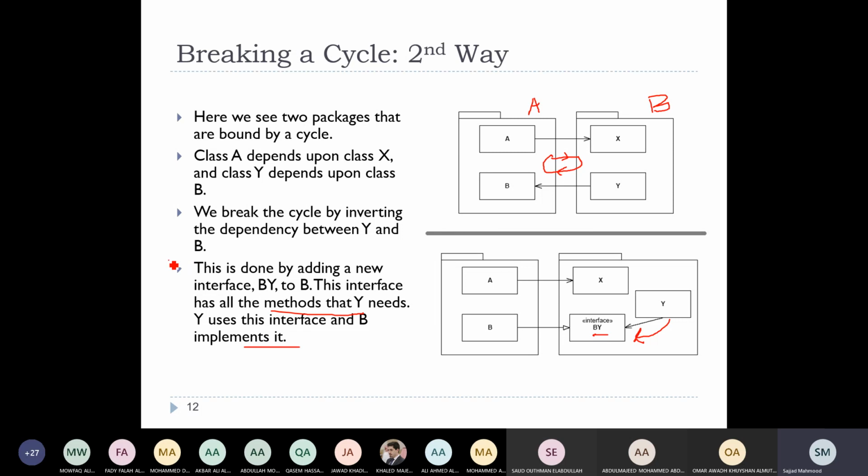Is this solution clear? What have we done here? A is going to call B, but through the interface. Yes, A is going to call B, but it's going to go through the interface.